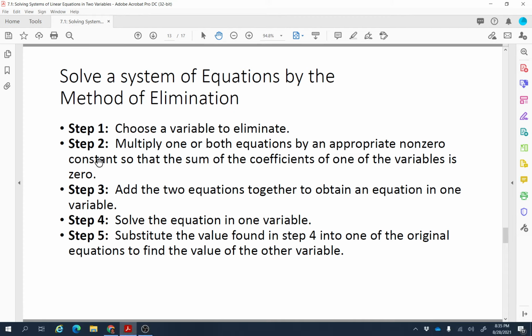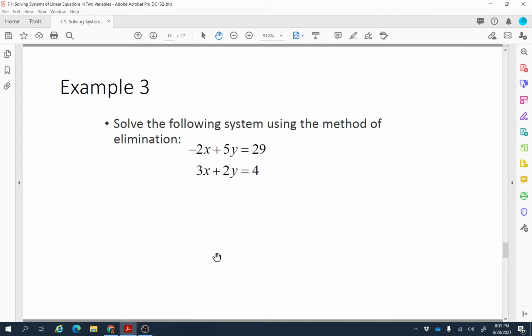For that, we need to multiply one or both equations by an appropriate non-zero constant so that the sum of the coefficients of one of the variables is zero. After that, add the two equations together to obtain an equation in one variable, and finally solve for that variable. After solving for one variable, plug the value into one of the original equations to find the other variable.